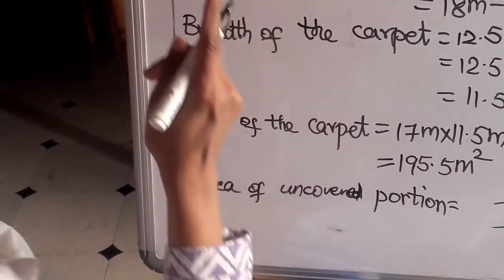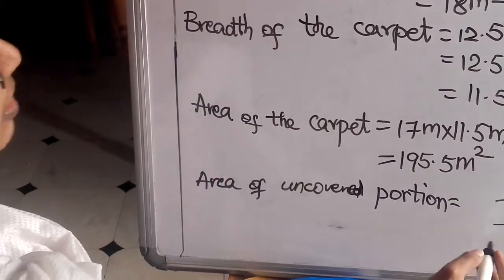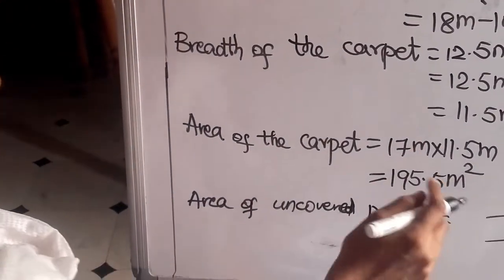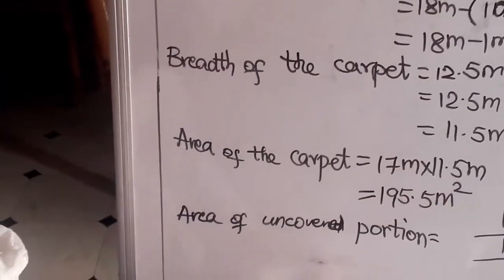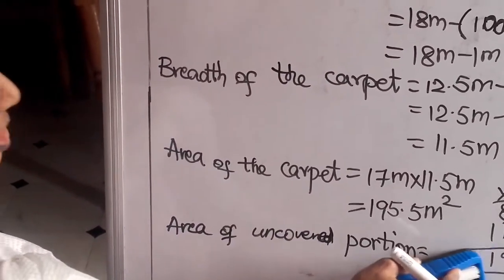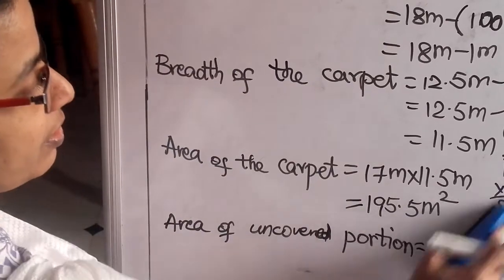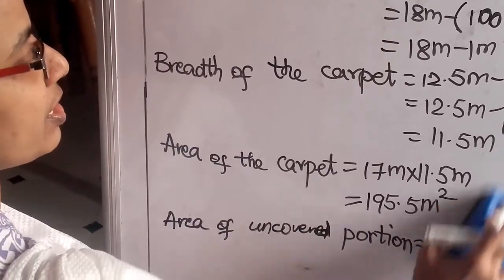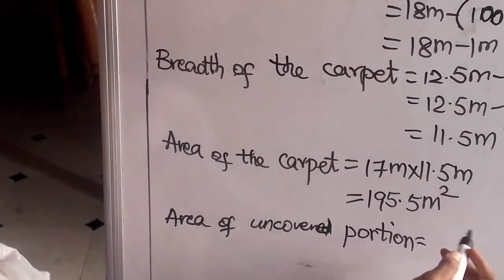You know that the entire hall area minus this carpet area, if you do, you will get the answer. This part you have already copied, so I am erasing because I don't have space to write. Rough work I am erasing. Copy that in your class workbook.